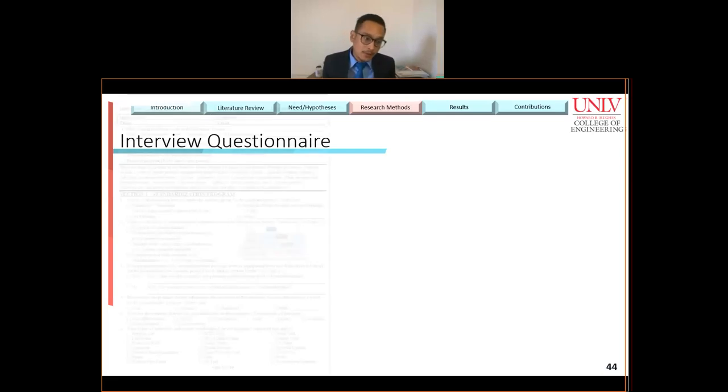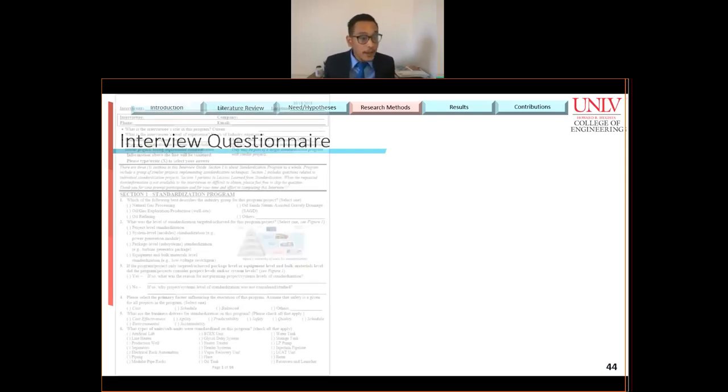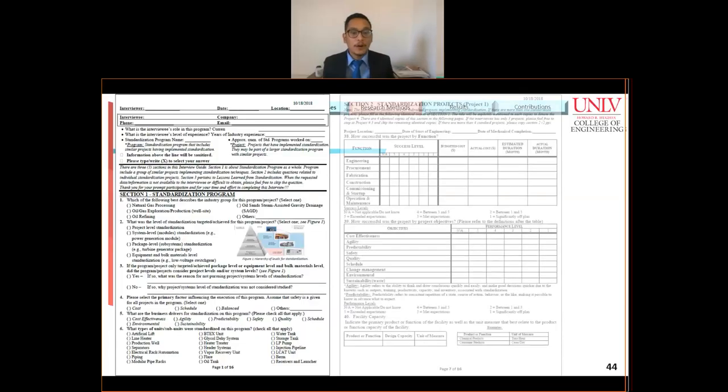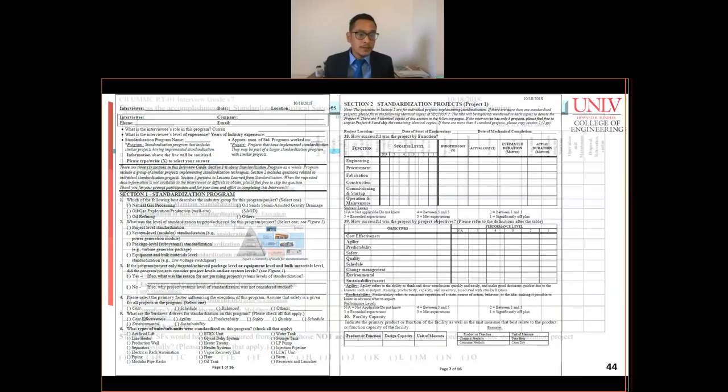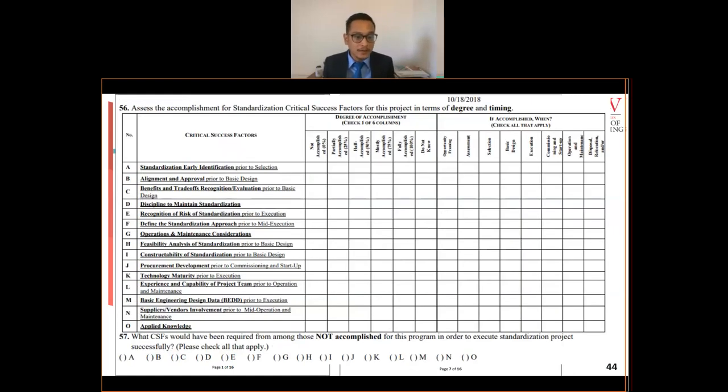So here are some examples of the interview questionnaire. This is the first page, which includes the basic information about the interviewees and basic information about the standardization program. The second section deals with the standardization projects with different functions and related costs and schedule, as well as performance metrics. And this one in particular is about the standardization critical success factors and the degrees of accomplishment in the projects.